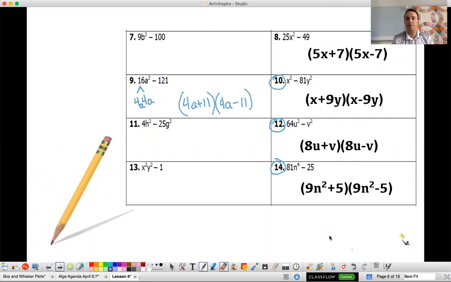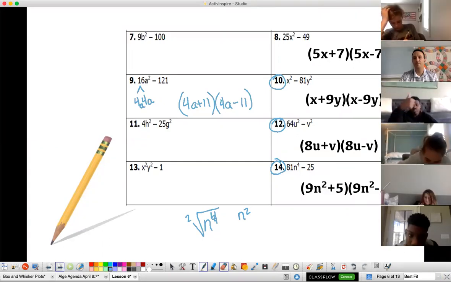9n squared plus 5. So when we take the square root of n squared, we go ahead and simply divide. So if I have n to the 4th, when I take the square root, what I'm really going to do is do 4 divided by 2. And that gives me n squared on both terms. Okay? A little more challenging, but not crazy out of the way. How do we do overall on that one? Good. Good? All right. Good.